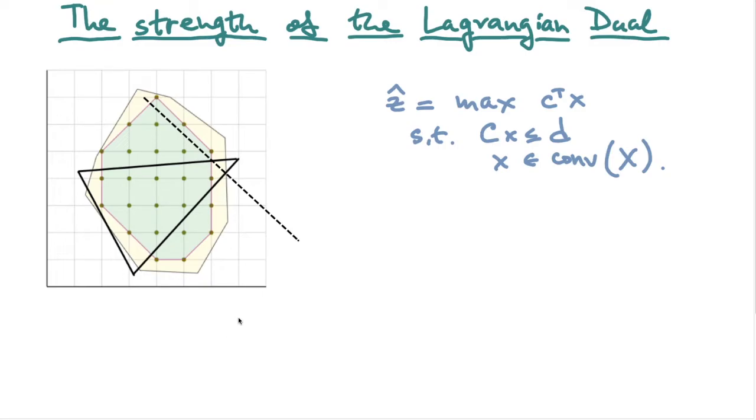However, if the formulation for our IP is such that the set of points satisfying Ax less than or equal to b coincides with the convex hull of X, then of course this would mean that the yellow region coincides with green, and the LP relaxation would give us exactly the same bound as the Lagrangian relaxation. But generally, the Lagrangian dual bound is at least as good as the LP relaxation bound.